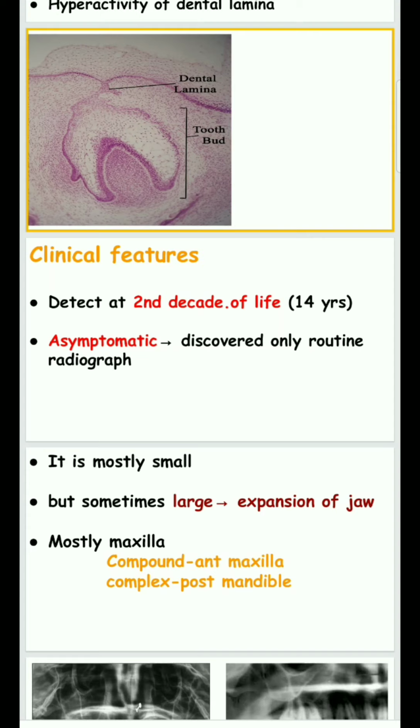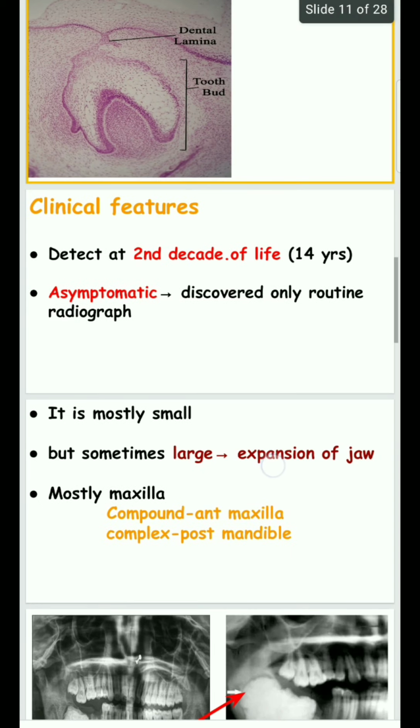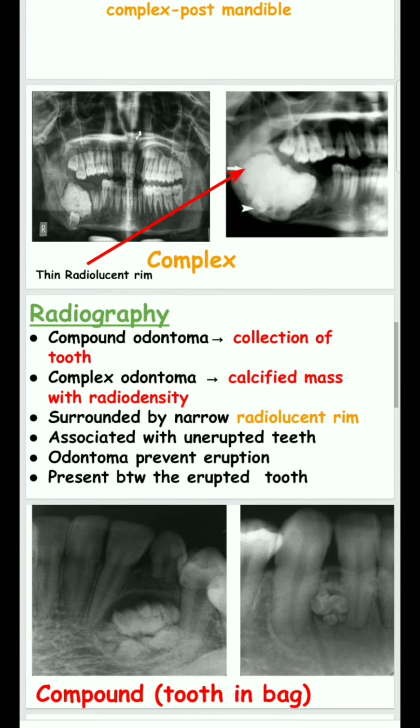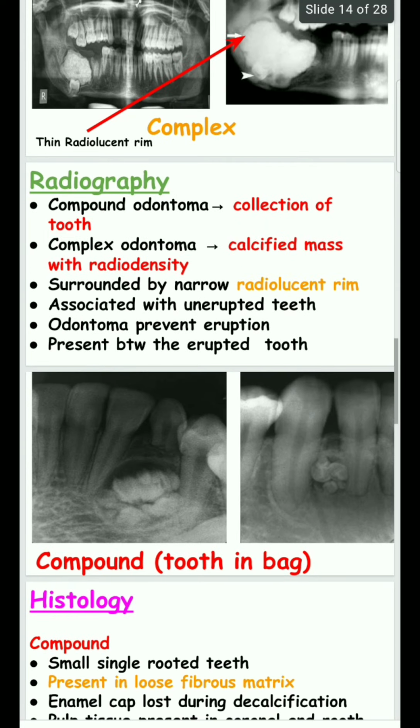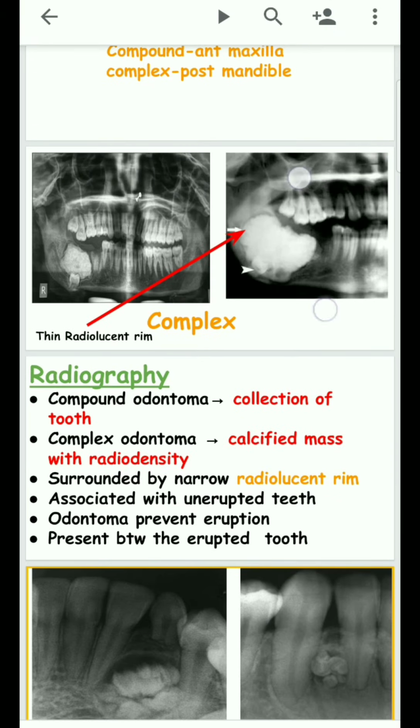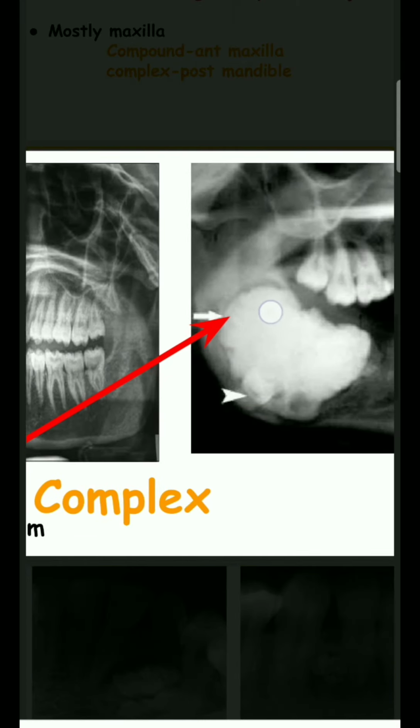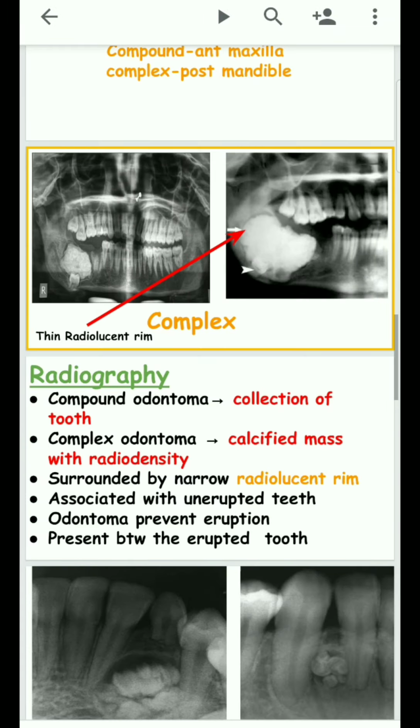Mostly the maxilla is affected. In the compound type, mostly the anterior maxilla is affected. In the complex type, mostly the posterior mandible is affected. In radiography, the compound odontoma is a collection of teeth, which means a tooth-in-a-bag appearance. The complex odontoma is a calcified mass surrounded by a thin radiolucent rim.